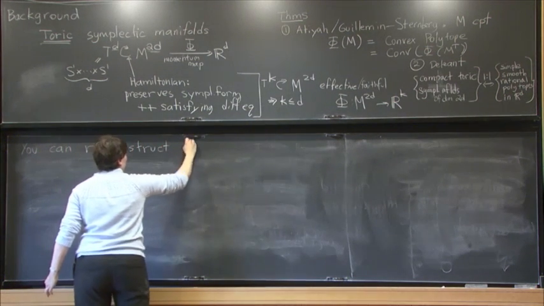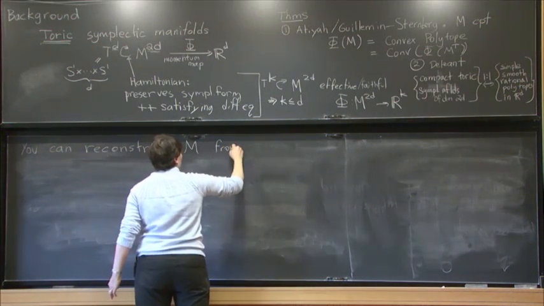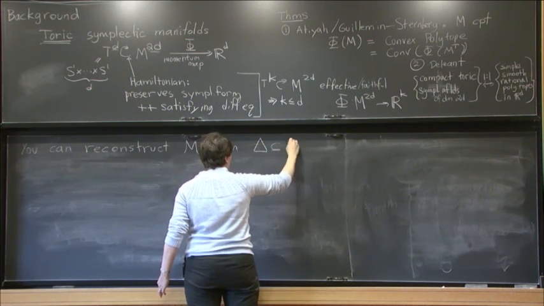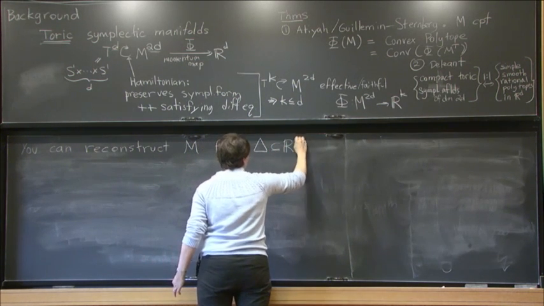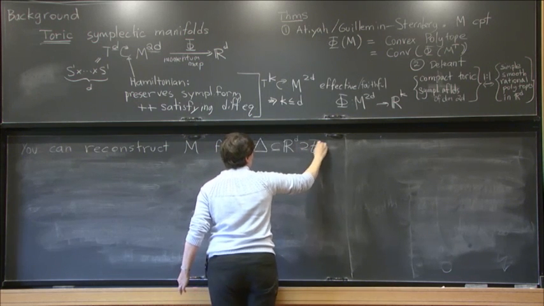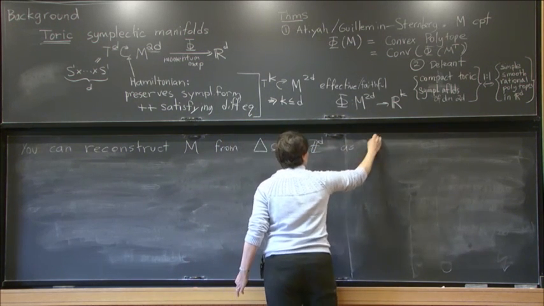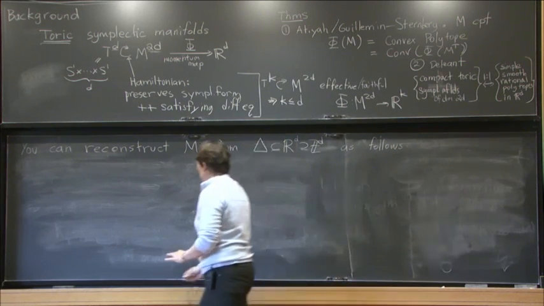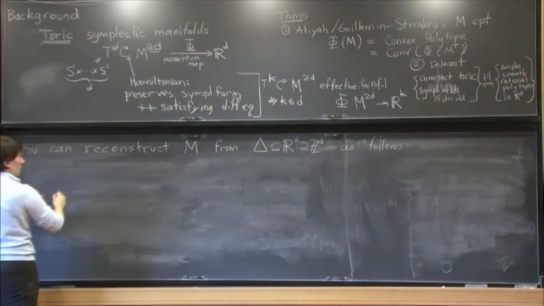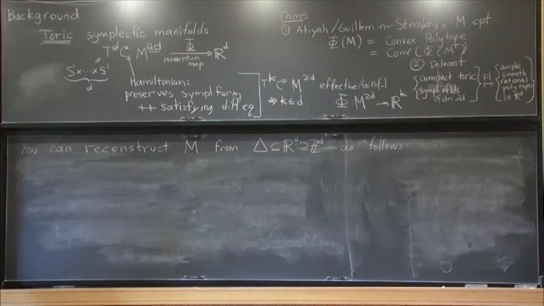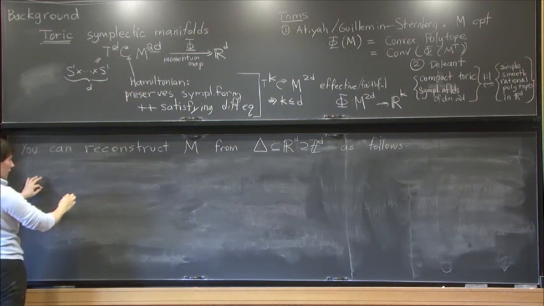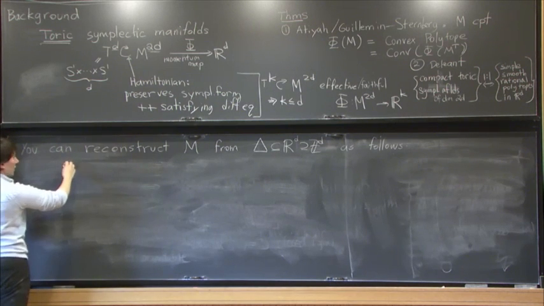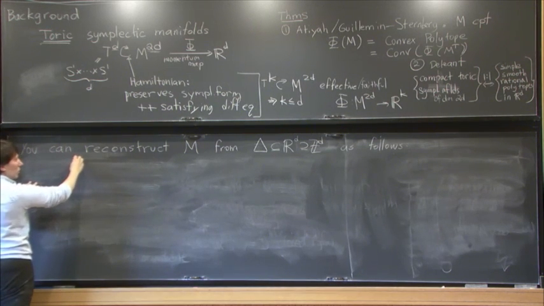So you can reconstruct M from delta, which I can think of as living inside of R^d with a specified lattice. First I'll write this down and then I'll show you what's going on in my example. In the S2 example, maybe we can do more.